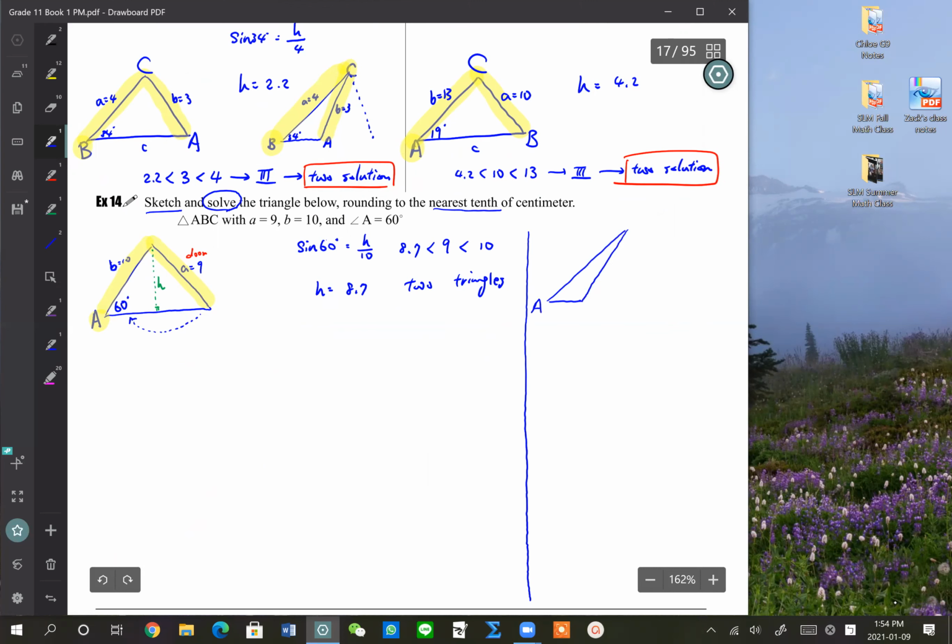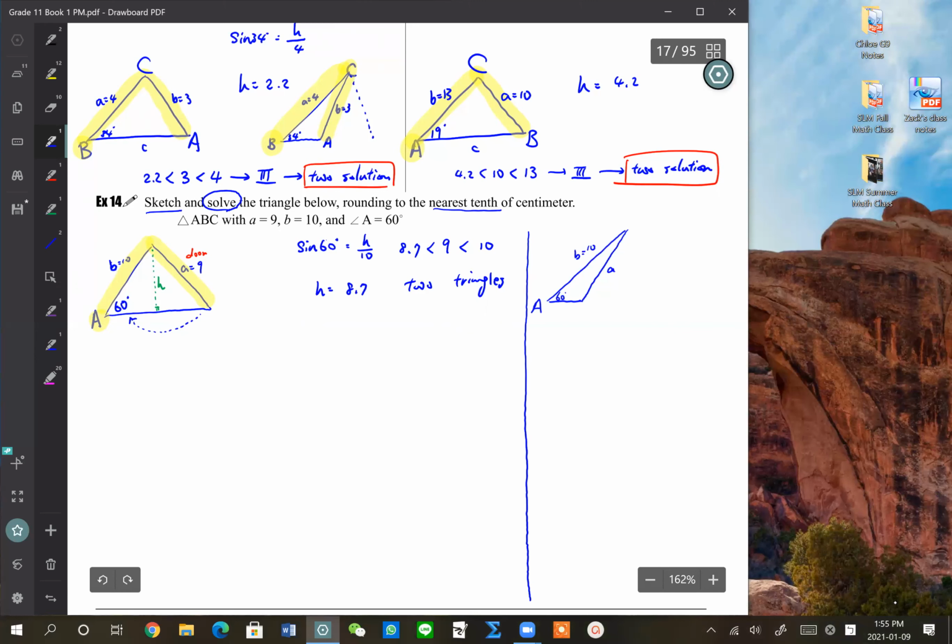Angle A is still the same, it's still 60 degrees. B is still 10. A, the door, is still 9. Okay. Used to be outside, I'll use a dotted line. Used to be here. Okay. And then your angle B used to be here. Now the new angle B will become here. Okay. So this is gone, right? The old angle B is gone.